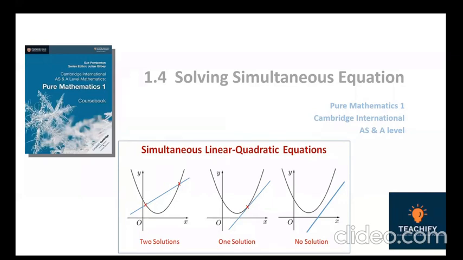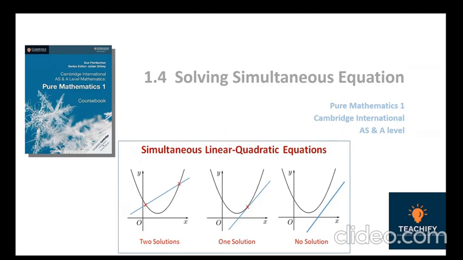Solving simultaneous equations. In simultaneous linear and quadratic equations, we generally have three possibilities. When the curve does not coincide, or there is no point of intersection between a line and a curve, there must be no solution. If there is only one intersection point, then there will be one solution. In case of two intersection points, there must be two solutions.